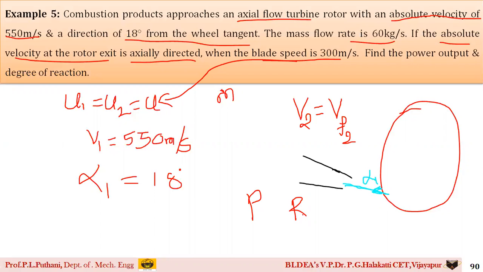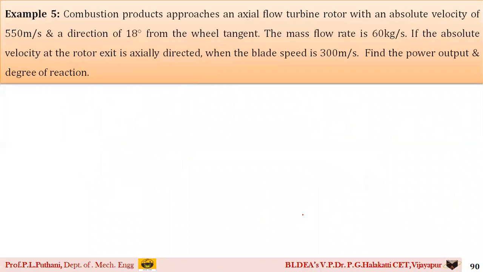The only change here is the shape of the velocity triangle. Since the absolute velocity at the outlet is axially directed, the outlet velocity V2 overlaps with the flow velocity at the outlet, Vf2. So both overlap on one another, and obviously the tangential component of the absolute velocity, Vu2, is also 0. Let us see how we get the sketch.